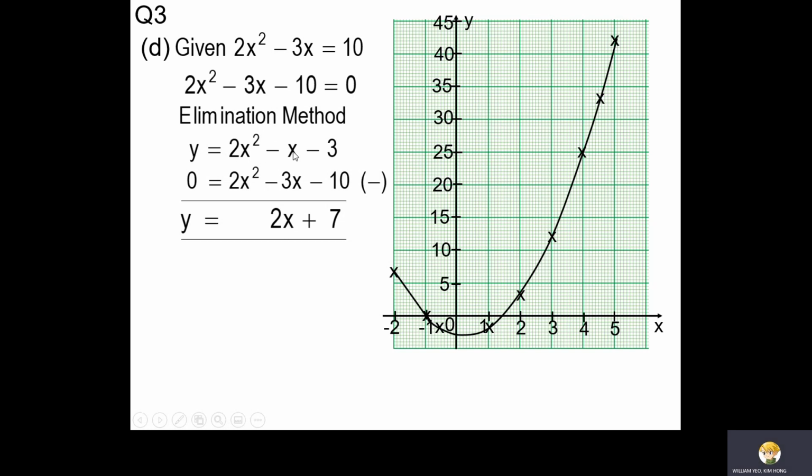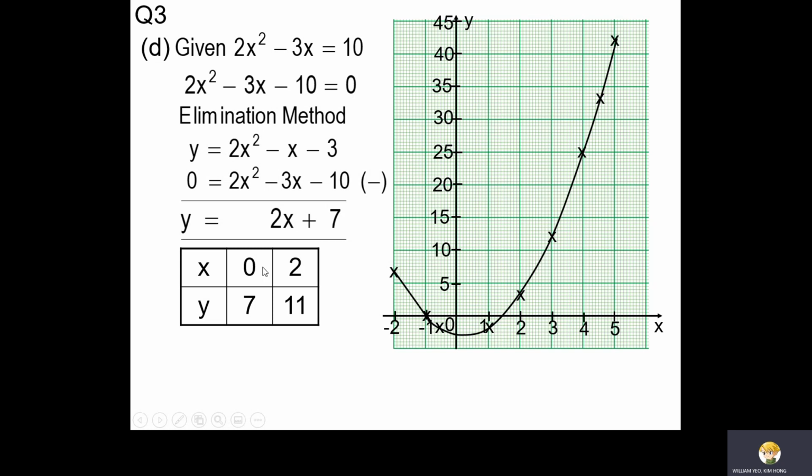Eliminated, bye-bye. This one, negative x minus negative 3. Use calculator, you get 2. Be careful. Some students here also make careless mistake. Negative 3 minus negative 10 means negative 3 plus 10, 7. 2 points. First, use x equals to 0, you get 7. x equals to 2 here, you get 11.